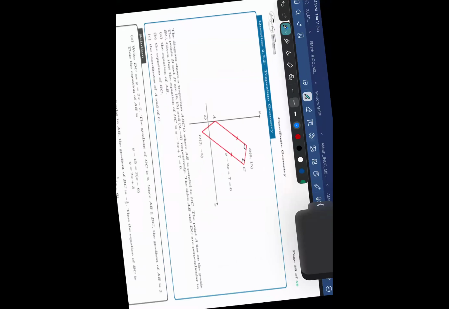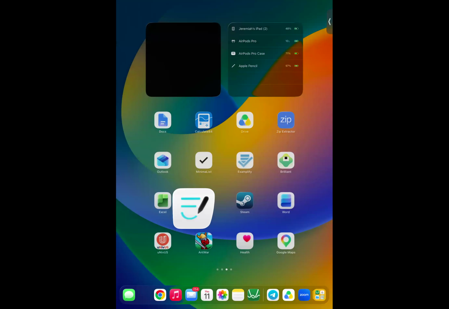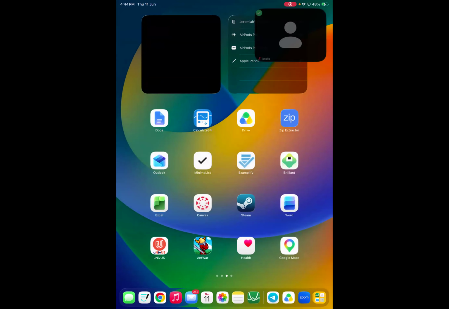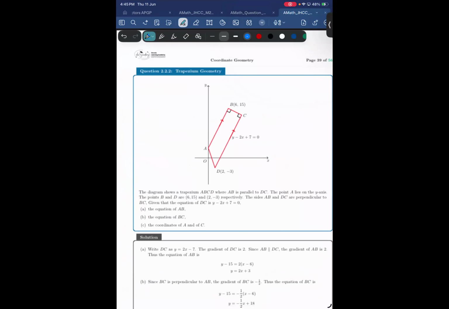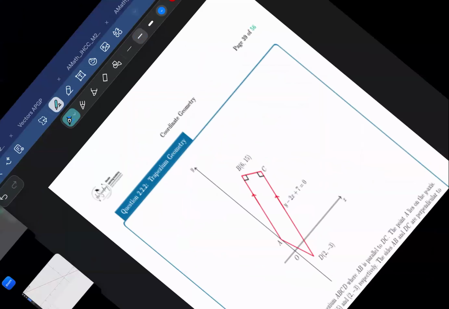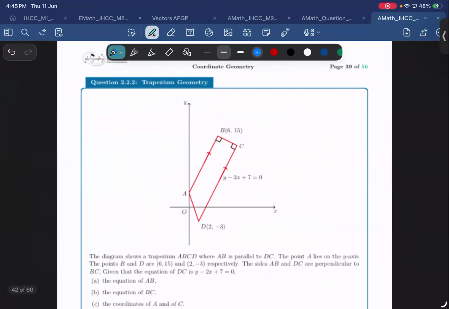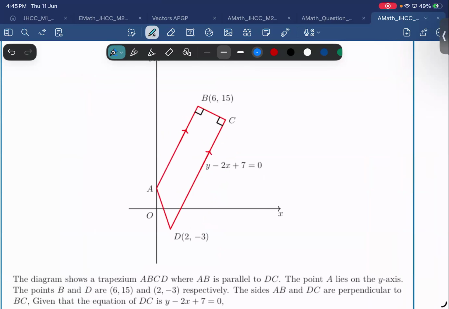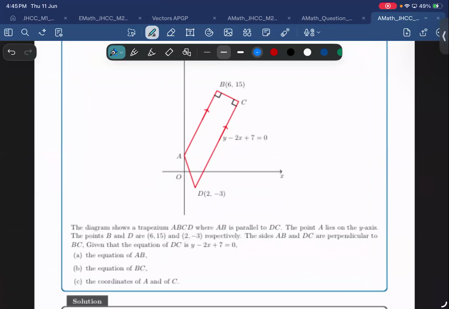Alright, okay, now let's look at this part A. Given that AB and DC are parallel, and AB and DC are perpendicular to BC, A lies on the y-axis, and B and D are (6, 15) and (2, -3) respectively. And the equation of DC is given as y minus 2x plus 7 equals 0. So, the equation of AB.